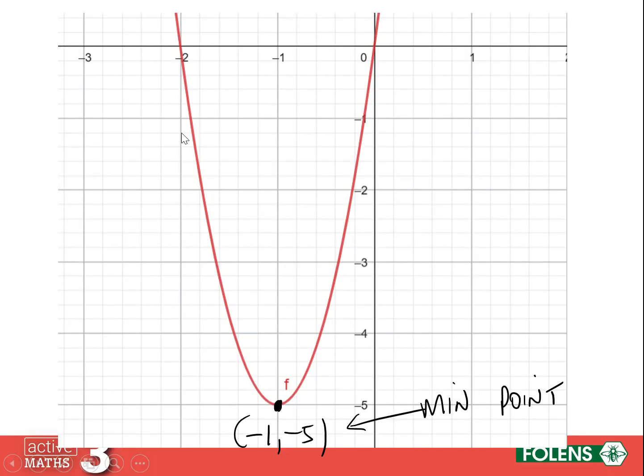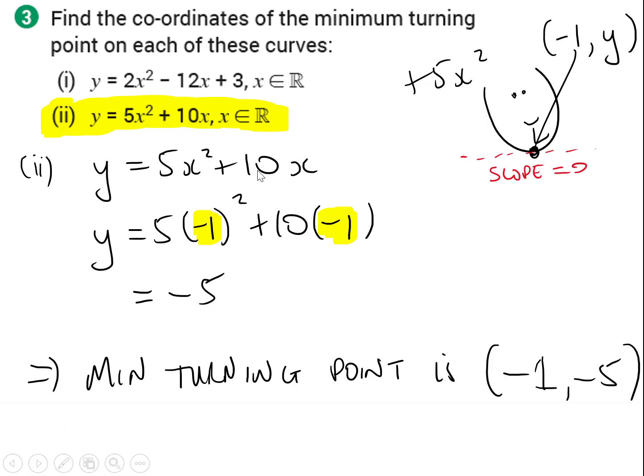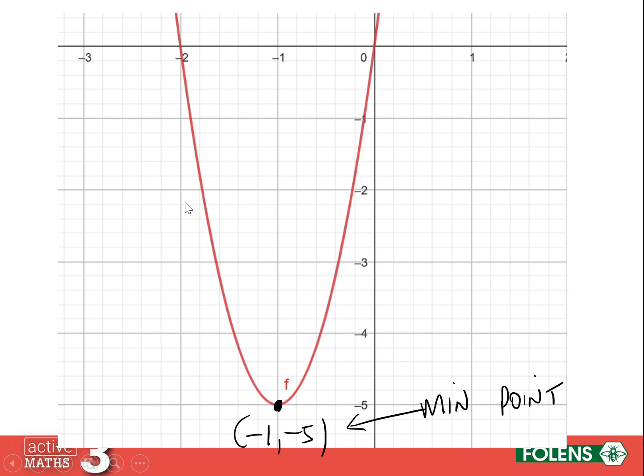That is the turning point, that's where we're at. Here is the graph in question. So the graph in question, y is equal to 5x squared plus 10x. Here's the graph, and you can clearly see that the turning point occurs at minus 1, minus 5.